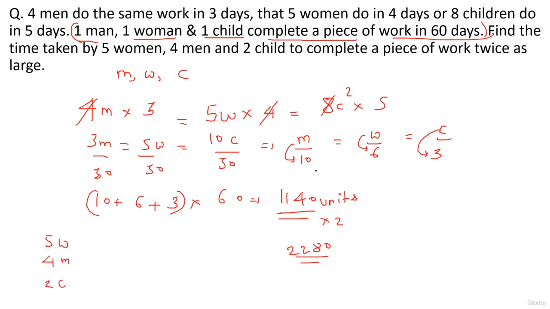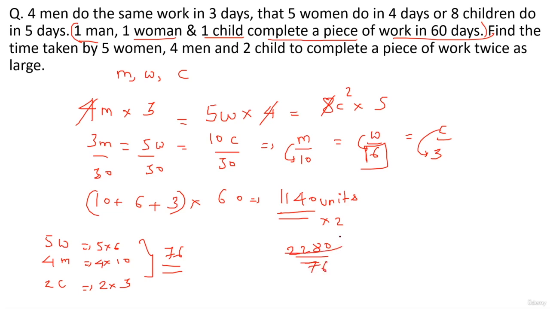Okay, each woman can complete 6 units every day, so 5 will complete 5 into 6. Each man completes 10 units, so 4 men will complete 4 into 10. Each child completes 3 units, so basically 2 children will complete 2 into 3. So 5 6s are 30 plus 4 10s are 40 plus 6 will be 76 units. So total time taken is 2280 divided by 76.